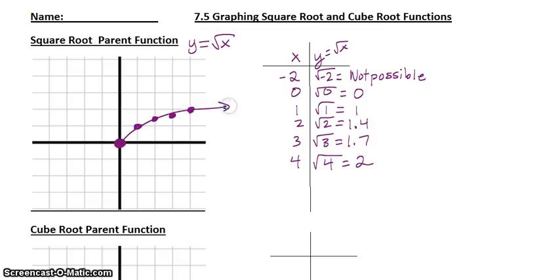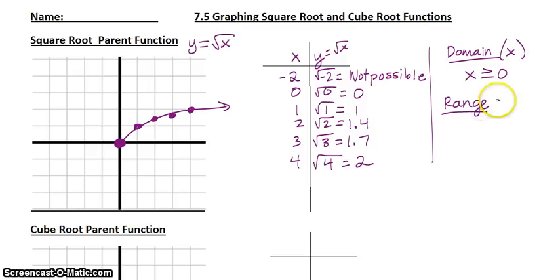And notice it started at 0 because I can't have any negative x's because I can't have the square root of a negative. With our graphs today, we are going to be talking about the domain and range. So you know how I just said I can't have any negative x's? So my domain can't be negative, so it can only be 0 or greater. So I'm going to say for the domain, x is greater than or equal to 0. And this is for the parent function domain. It's going to change when we move it.